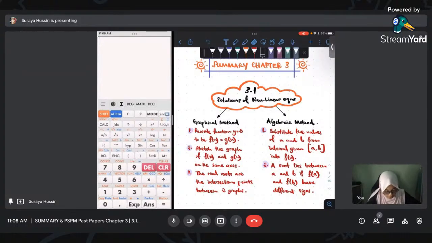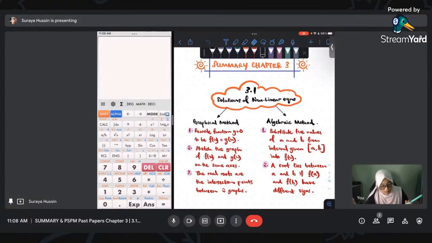Okay, so 3.1, we have solutions of non-linear equation. Non-linear equation bermaksud tak akan ada linear dalam soalan ini. Okay, soalan mana tu Miss? Soalan yang hendak di-proof. Proof whether we have one root or not.